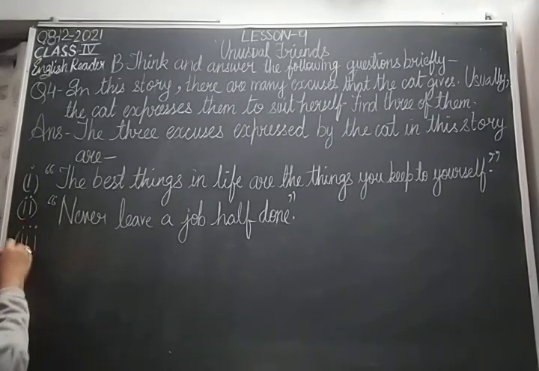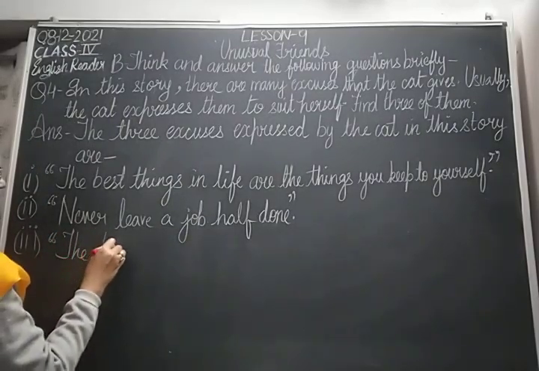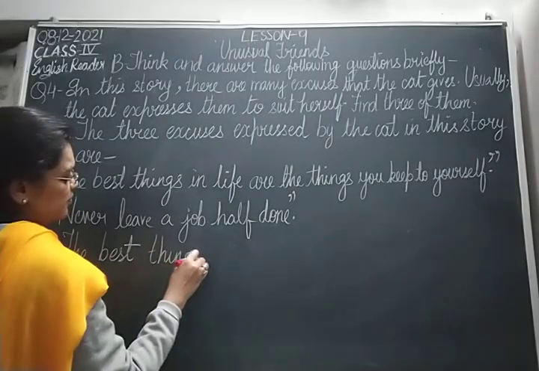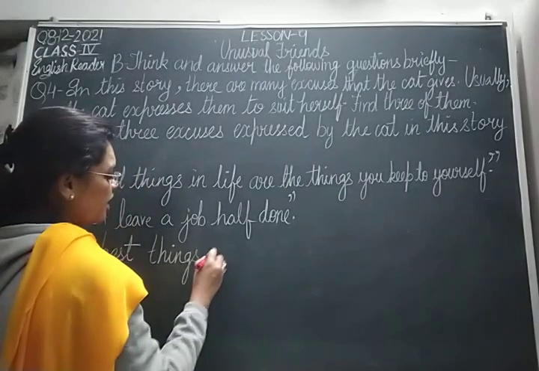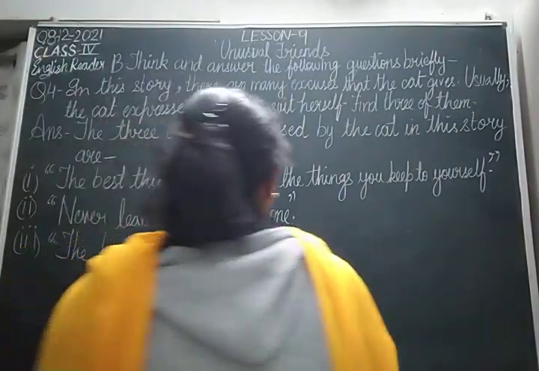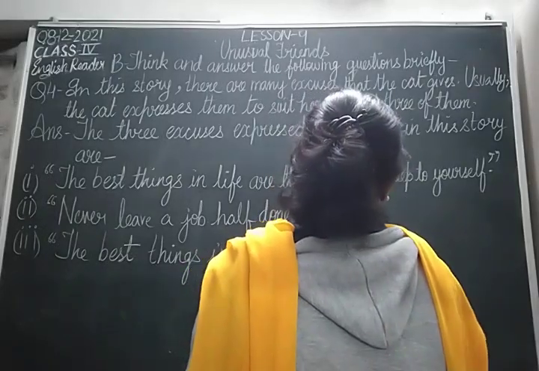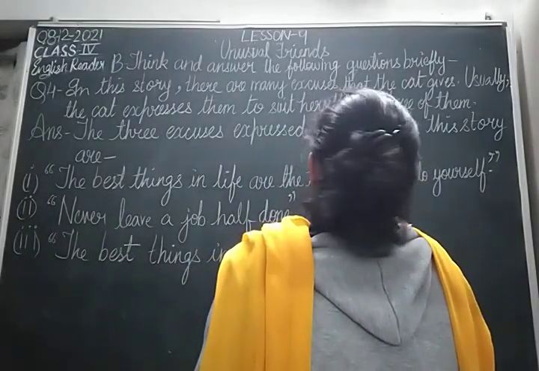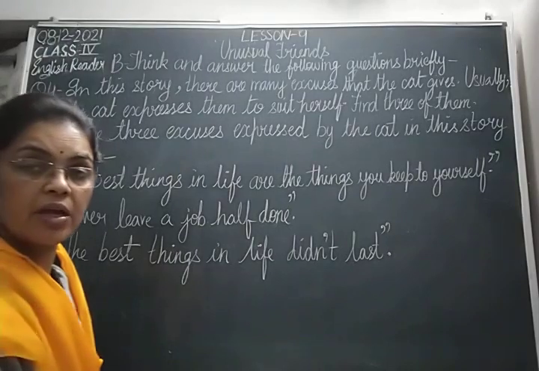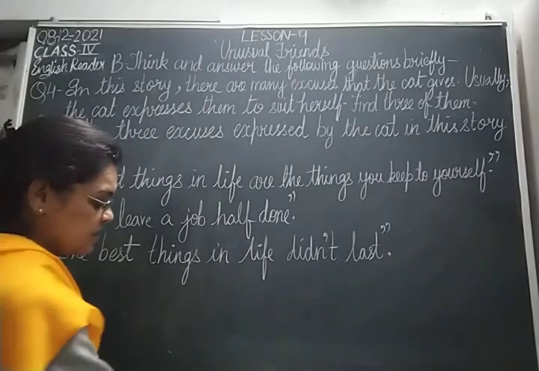Then the third excuse is the best things in life didn't last. The best things in life didn't last. Life ki jo sabse achhi cheezein hain wo hamesha nahi rehti. Fine. So with this we have completed our exercise B.